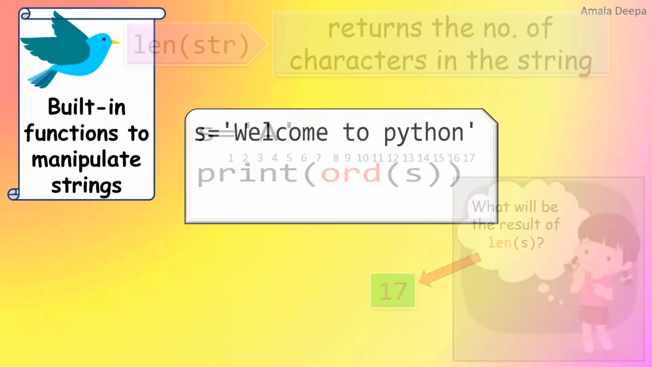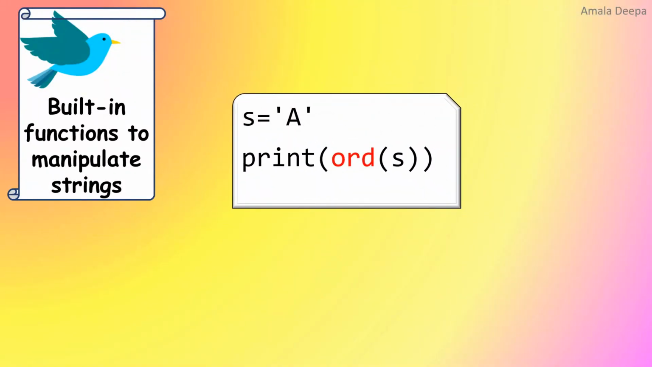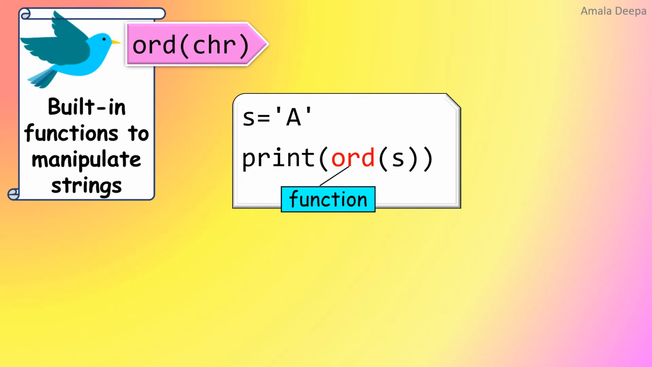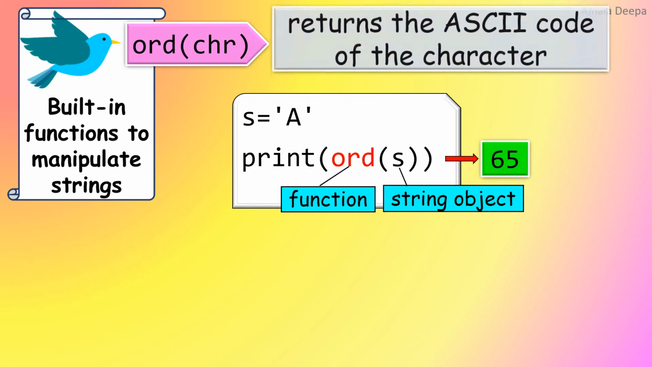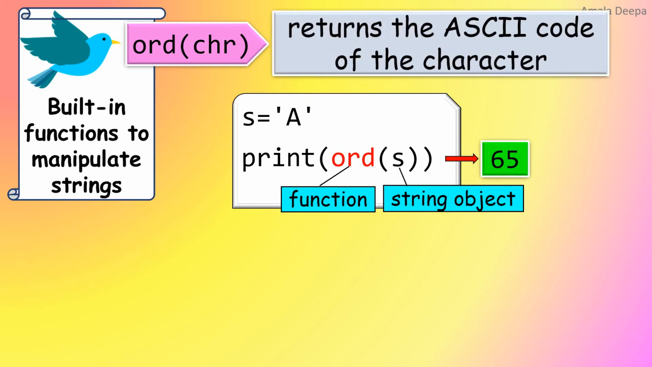The next function is the ord function. s is equal to uppercase A. Print ord of s. ord is the function and s is the string object. So this print statement will give the output as 65. The ord function returns the ASCII value or ASCII code of the given character.